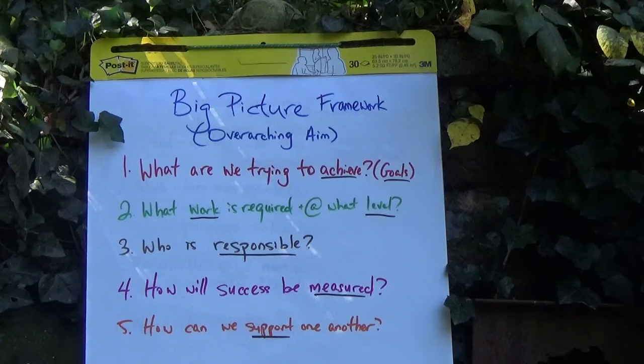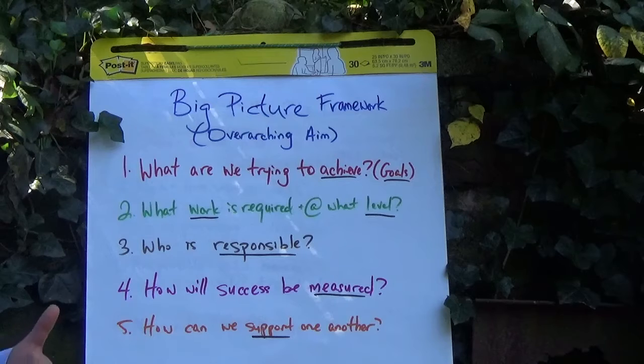Question number 3, who in your organization is responsible? Is it the boss? Is it somebody on the team? Is it somebody from the outside that you're bringing in specifically for this purpose? Question number 4, how will success be measured? You need to know ultimately if you got it done or if you didn't, and you want to know what that looks like ahead of time.